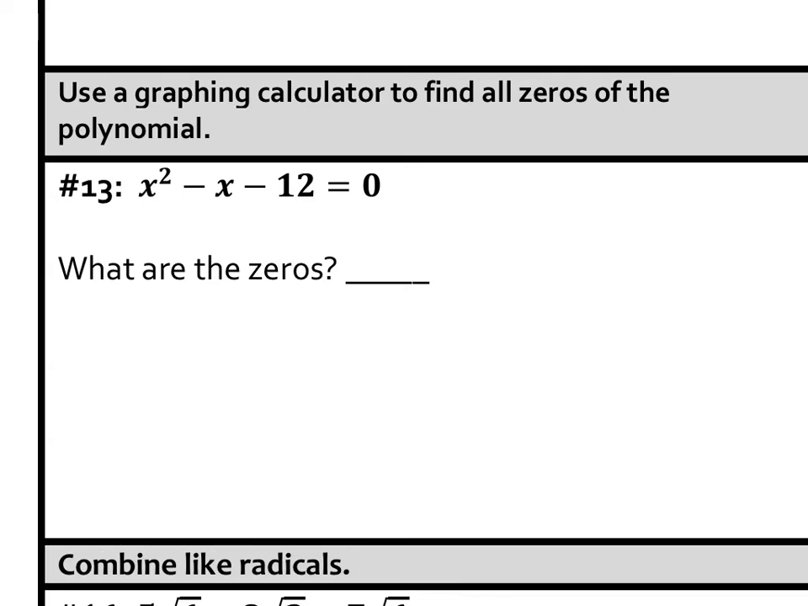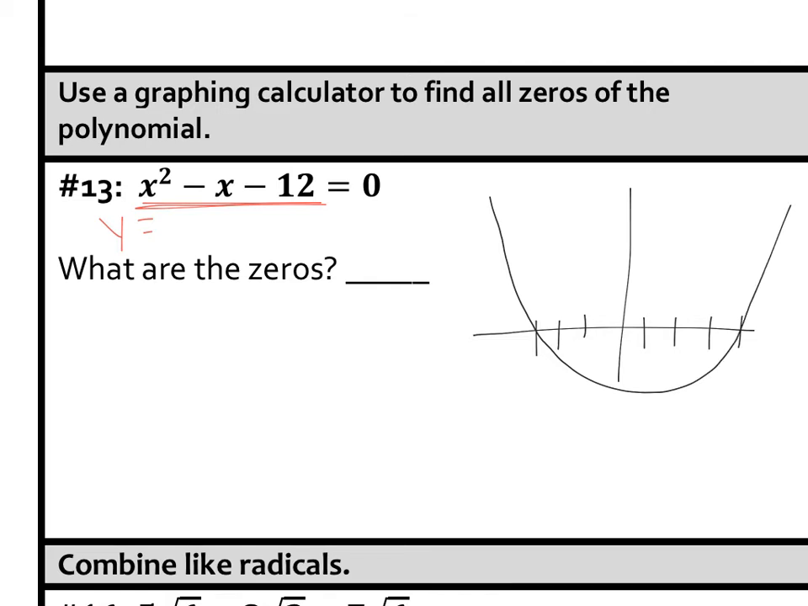Okay, on number 13, we are going to use a graphing calculator. You could factor this one and solve for x if you want, or you can just plug it into your graphing calculator. You would plug into the y equals the x squared minus x minus 12, making sure you're using the minus key, not the negative key. When you do that, we should be getting either a graph, or you can look at the table. It's your choice.